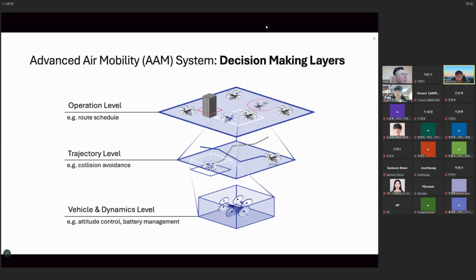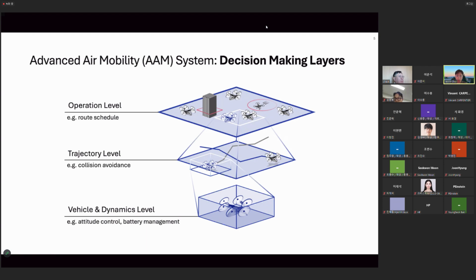Now let's look into the various decision-making processes in the advanced air mobility system. Advanced air mobility is a new jargon in the aviation community, referring to all these new-generation aerial vehicles and the services based on those vehicles, like drone deliveries or air taxi services. In these systems, various decisions have to be made to operate such services, starting from the operation level, such as route schedules of the vehicle, all the way down to the vehicle level, with decisions like attitude control or battery management of the vehicle. Among these decisions at various levels, there are also various safety challenges. Today we'll mainly focus on the safety challenges at the vehicle level and the trajectory level.